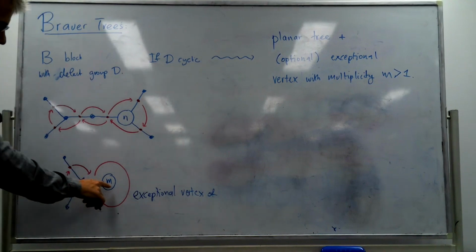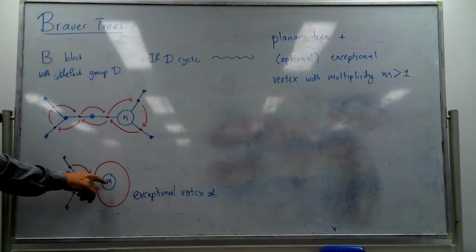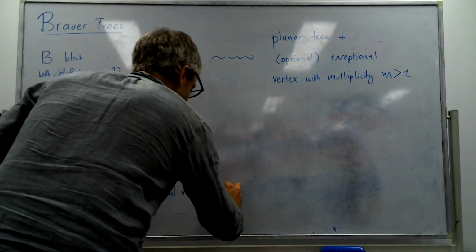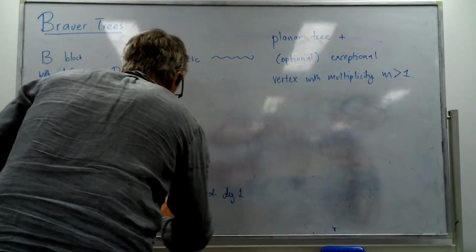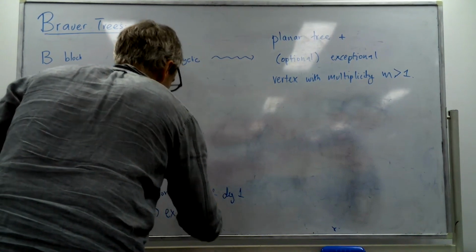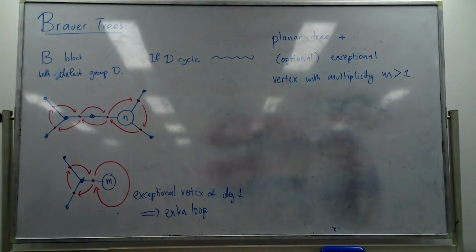What do you call the number of edges incident to a vertex in a graph? Degree. Great. Exceptional vertex of degree 1 implies we get an extra loop. Sorry, Geordie, are we using the degree of the exceptional vertex also as the number n? Like, are we overloading the word degree? No. Oh, it's multiplicity. Okay.